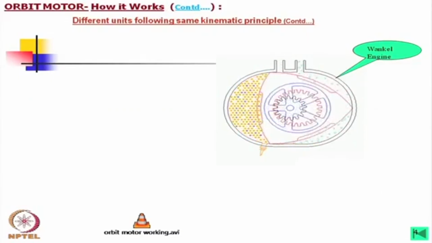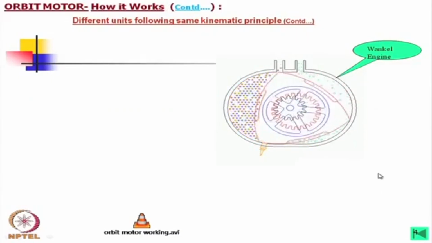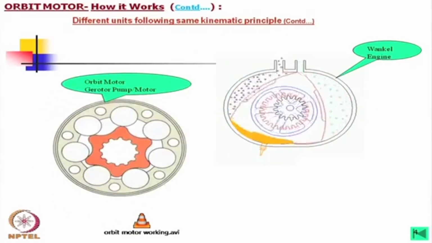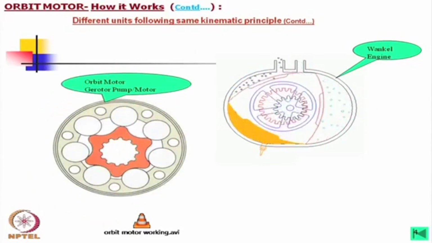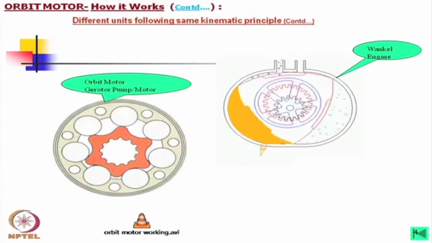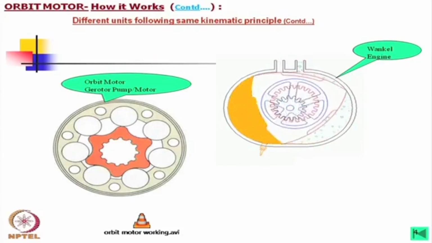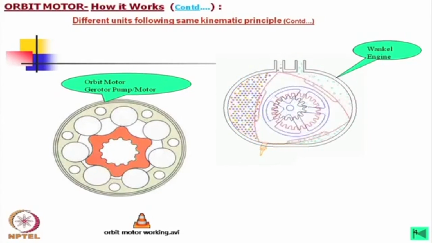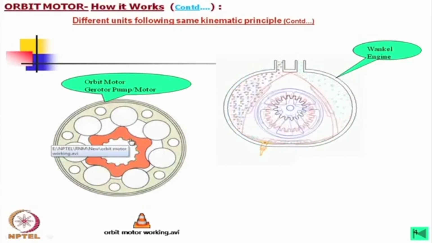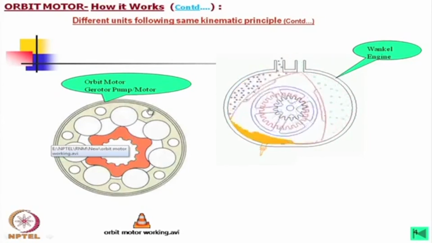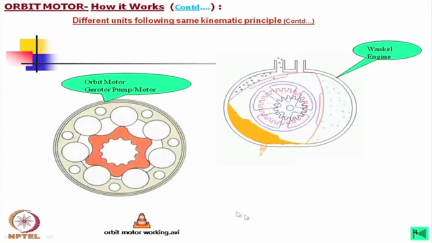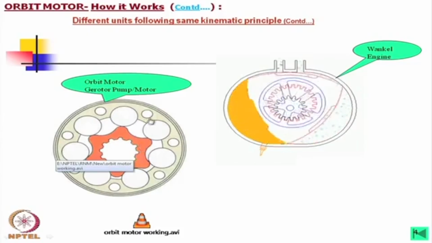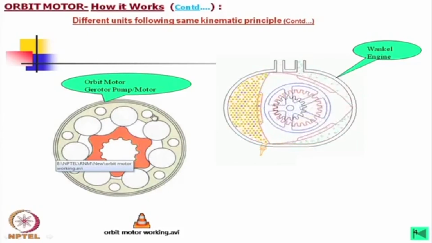Now, with this Wankel engine, if we compare, we can think of the machine which we shall discuss today, that is the orbit motor. But here what is shown is that there is an inside member and there is an outside member. The inside member is called the star and the outside member is called a ring.